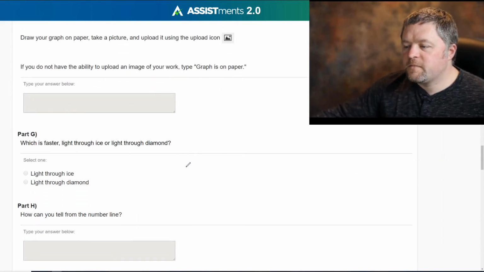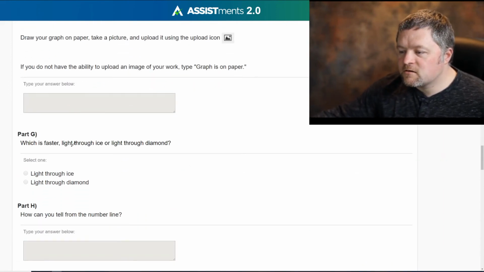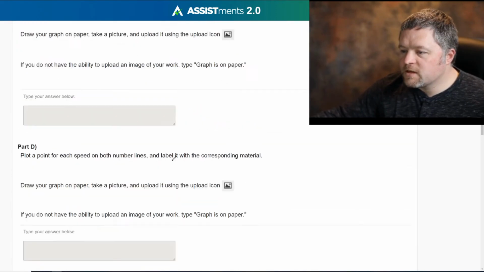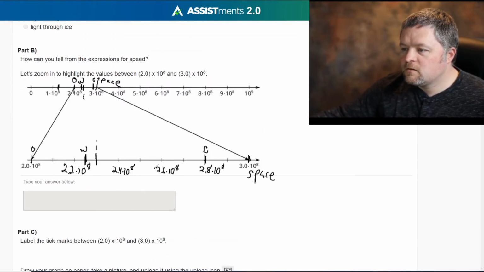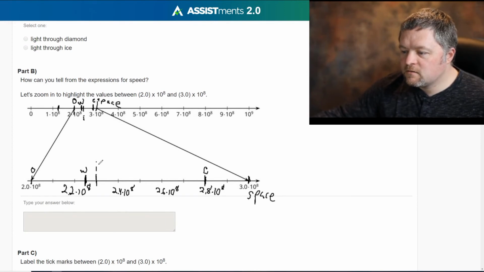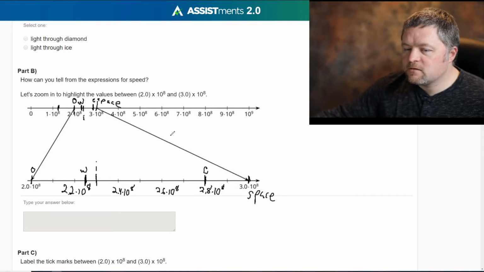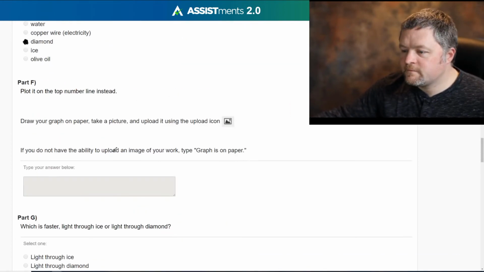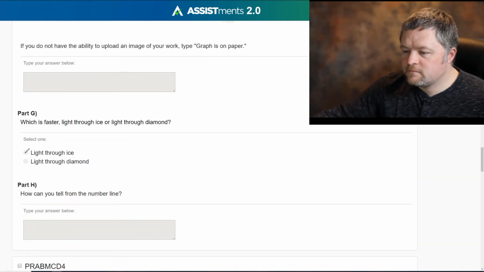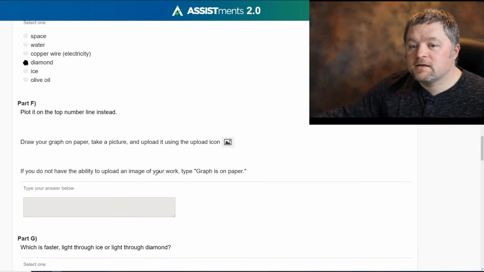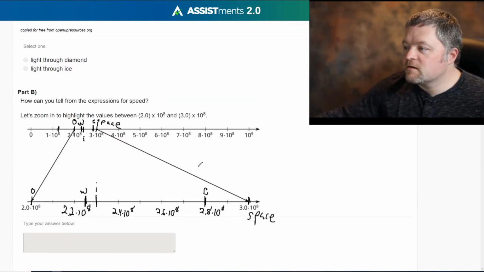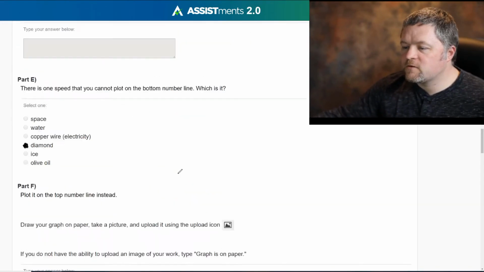Draw the graphs on paper. Which is faster, light through ice or light through diamond? Well, let's look here. Ice, diamond. How can you tell from the number line? Faster is further to the right. Larger number, larger speed, further to the right.